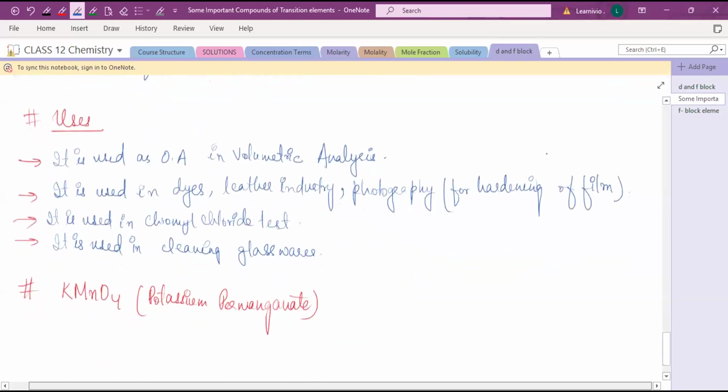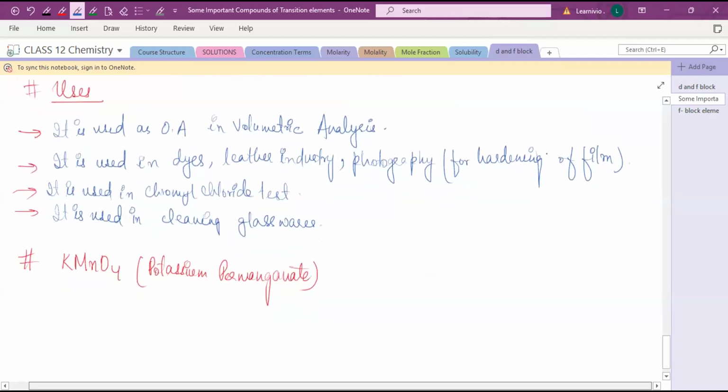Next, let's see the uses. K2Cr2O7, potassium dichromate, is used as an oxidizing agent in volumetric analysis. It is also used in dyes. And we use this in the leather industry, and in photography for the hardening of the film.